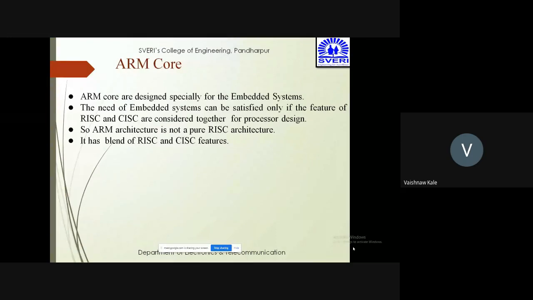Then what about the ARM core? Why is ARM so important? Because it can be designed specially for embedded systems. The need of embedded systems can be satisfied only if the features of RISC and CISC are considered together for the processor design. We know that ARM architecture is not a pure RISC architecture. RISC is reduced instruction set computers, but ARM is a blend, a mixture of RISC and CISC features, where CISC is complex instruction set computers.